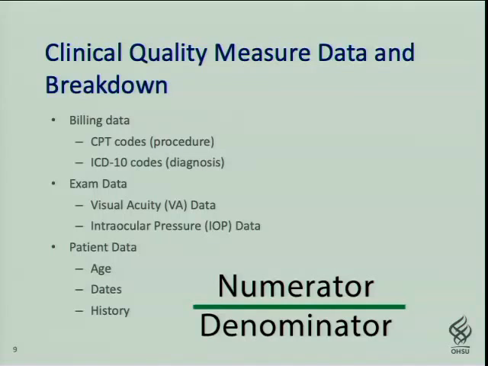Next is visual acuity data and intraocular pressure, which are types of exam data that would be recorded by the providers at the visit. And similarly, patient data, which would be age, dates, and history.